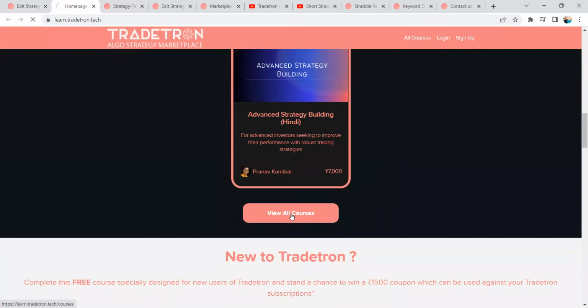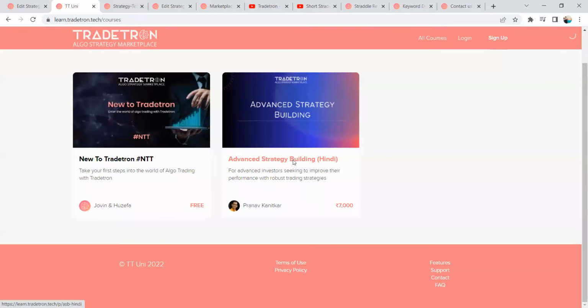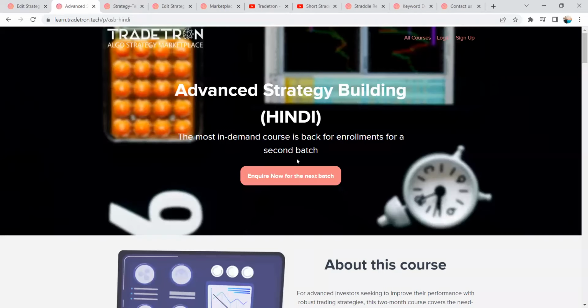So basically, you can just click on view courses and check whichever course you want to select. Based on that, advanced strategy building and things like that, you will get all details over here. Is it available only in Hindi? This is basically in Hindi. There is one more session happening, but that batch is full, so that's the reason why it's not shown over here. Whenever the next batch is open in English, you will be able to see that also.